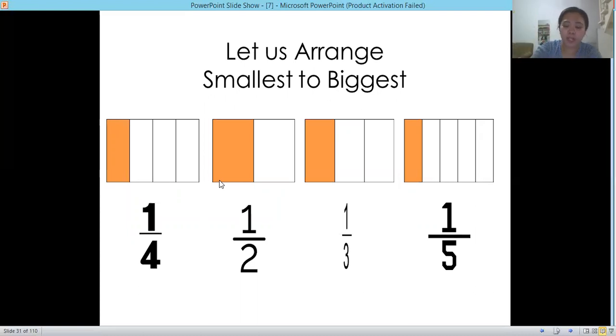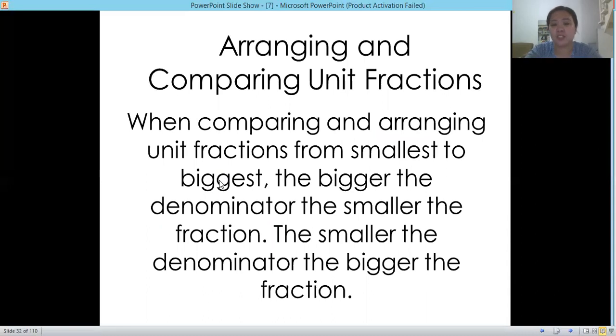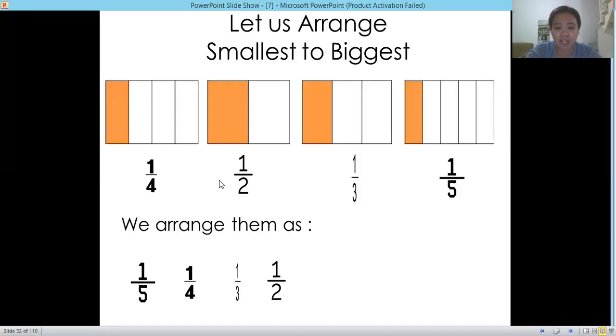Now, we are going to arrange smallest to biggest. Okay po? When arranging unit fractions from smallest to biggest, the bigger the denominator, the smaller the fraction is. And the smaller the denominator, the bigger the fraction is. So, as you can see here, 1/4, 1/2, 1/3, 1/5. The bigger the denominator, the smaller the fraction. And the lowest the denominator, the bigger the fraction.